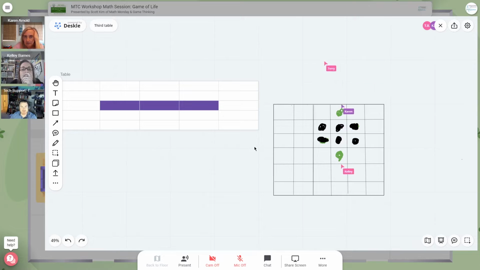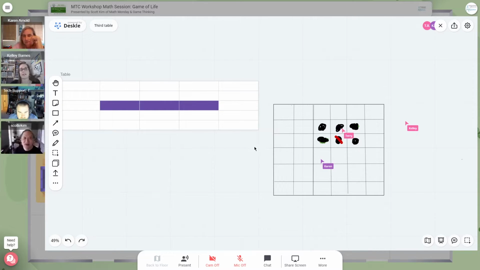So we have some things that are going to die. I'll use red for death. Keep in mind the green aren't there yet. So 4 or more dies. So 1, 2, 3. So this guy dies, this guy dies. I think that's it, right?